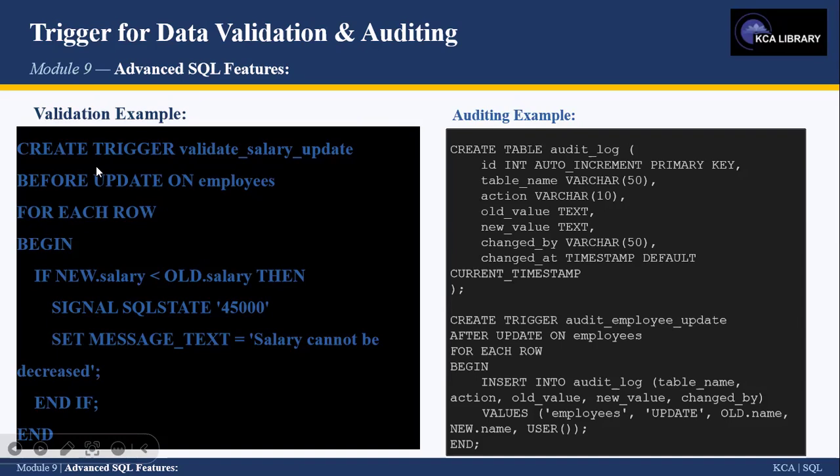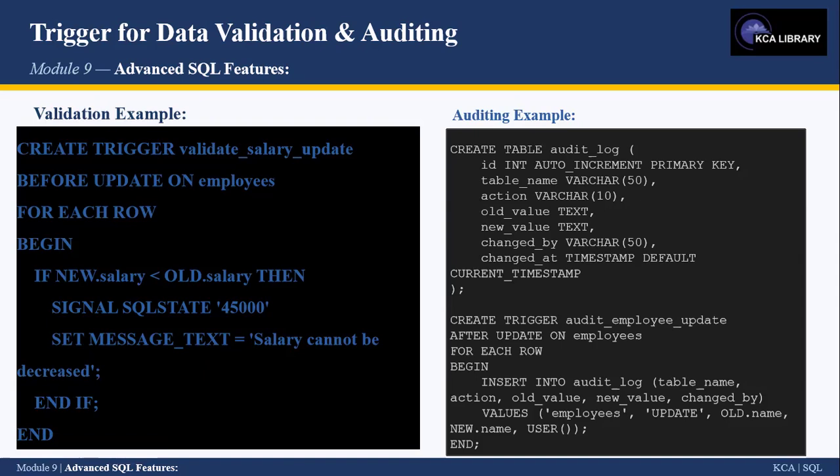Use this query to prevent salary decrease. Create trigger validate_salary_update before update on employees for each row begin. If new salary is less than old salary, then signal SQLSTATE '45000' and set message text to 'Salary cannot be decreased'. End if. End.